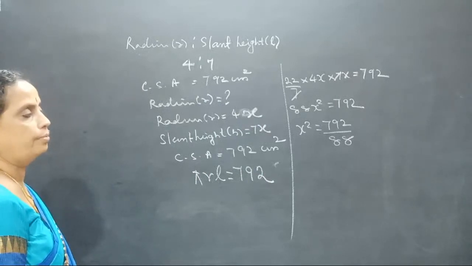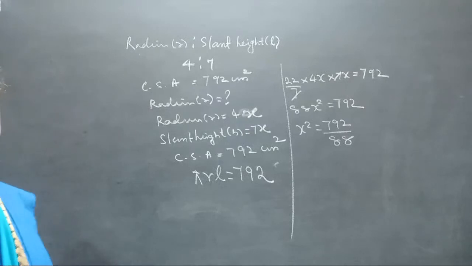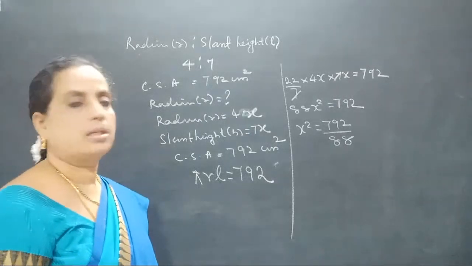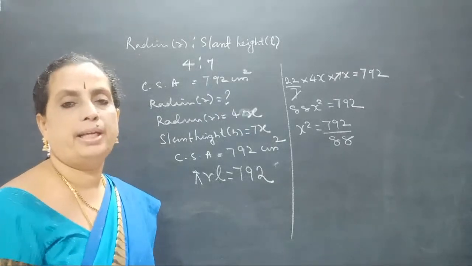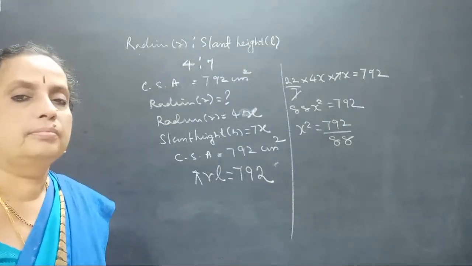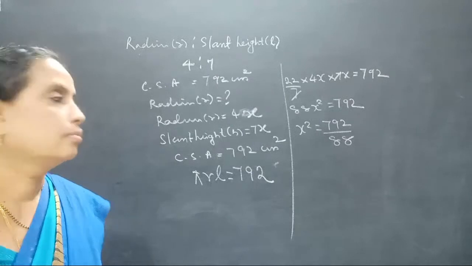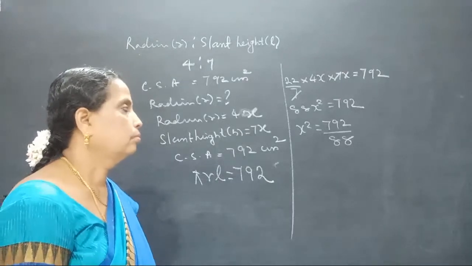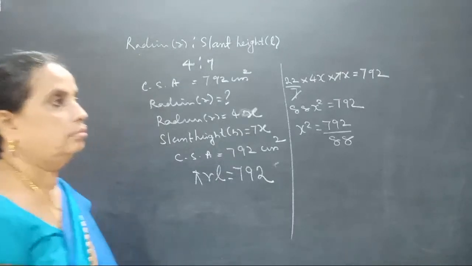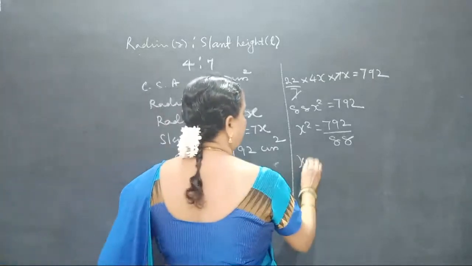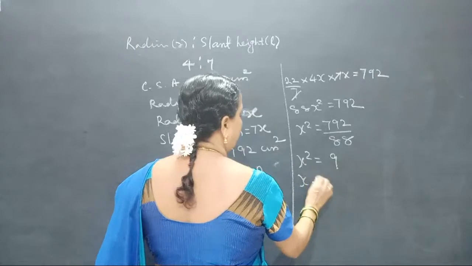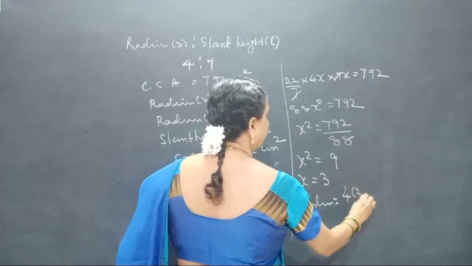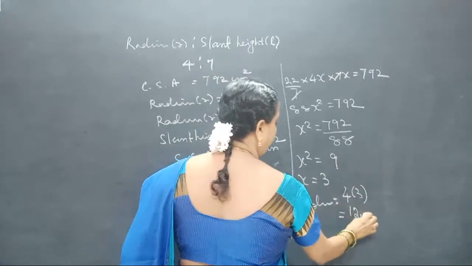How many times it goes? What you will get? 792 divided by 88. x square equals 9, x equals 3, therefore radius equals 4 into 3, it is 12 centimeter.